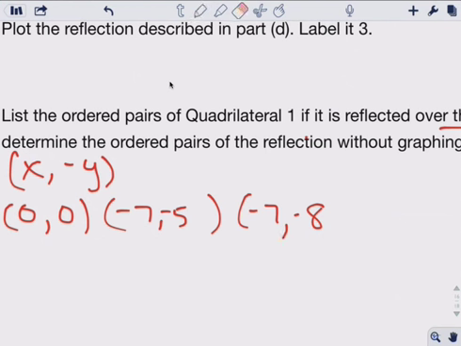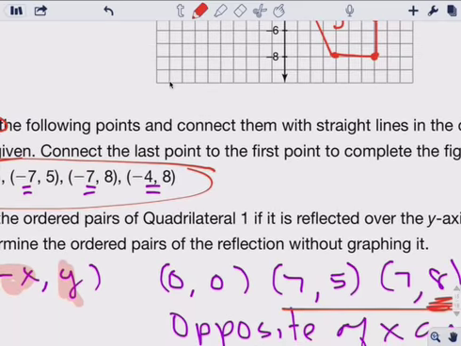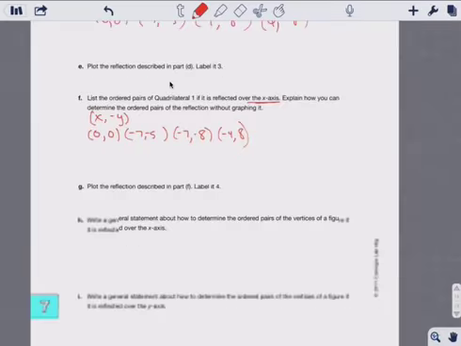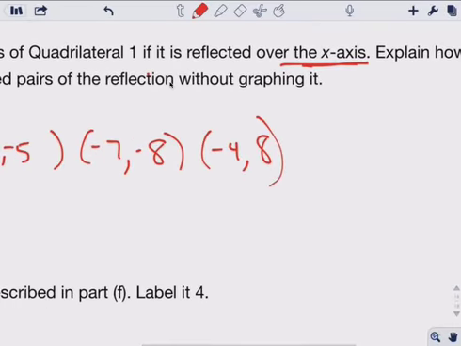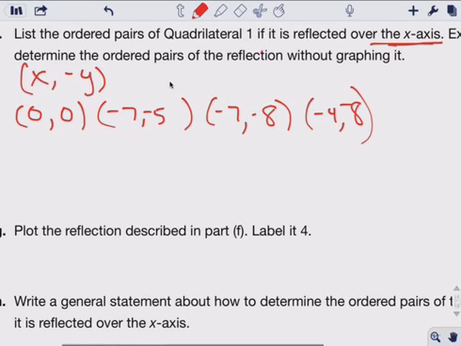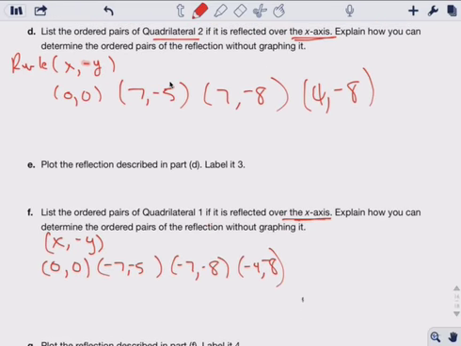And I believe negative 4, 8. So is, yeah, the original one. Let me look just to make sure. Negative 4, 8. Yep, that's what it is. Negative 4, 8 reflect over the x. Therefore, x stays the same, and y becomes its opposite. So opposite of 8 is negative 8. And I'm sure they want you to plot. Oh, explain how you can determine the ordered pair without graphing.